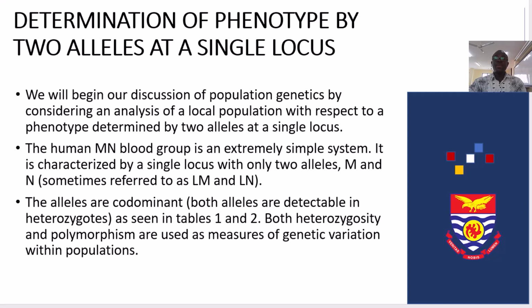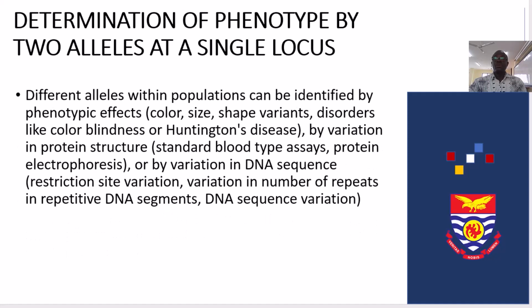The human MN blood group is an extremely simple system. It is characterized by a single locus with only two alleles, M and N, sometimes referred to as LM or LN. The alleles are co-dominant. Both alleles are detectable in heterozygotes, as seen in tables 1 and 2. Both heterozygosity and polymorphism are used as measures of genetic variation within populations.